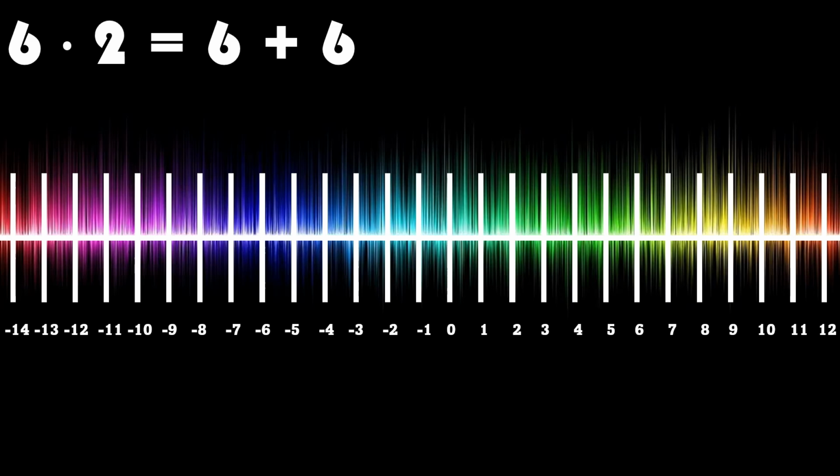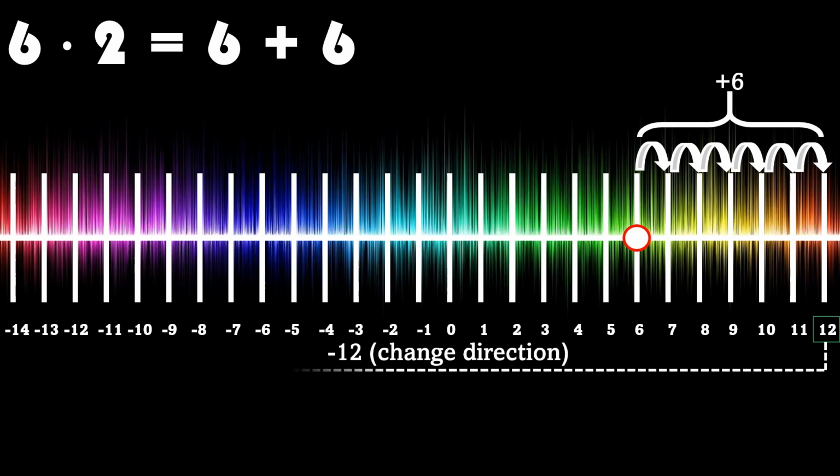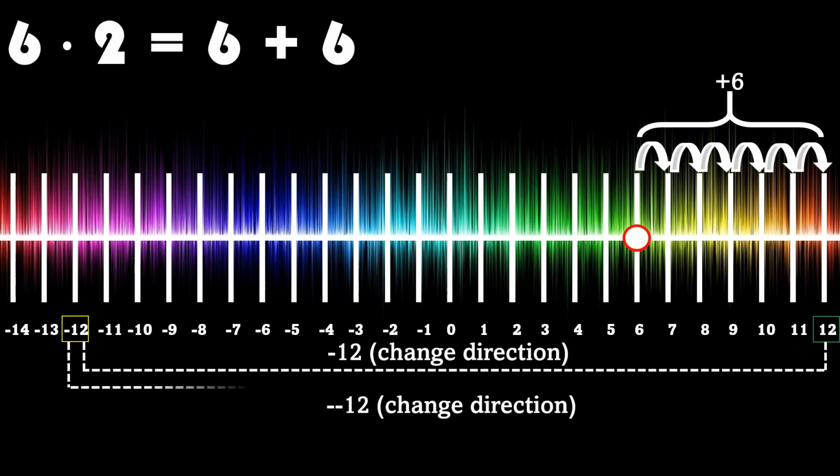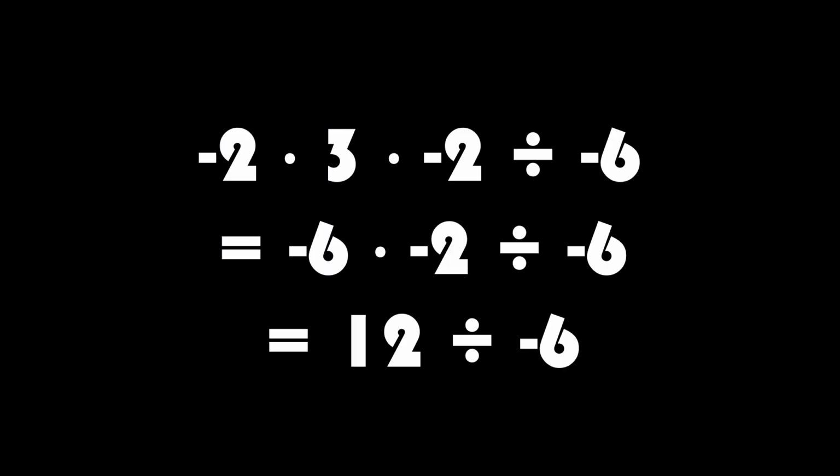Well, we can consider 6 times 2 first. This is the same thing as adding 6 units twice, and this takes us to 12. Adding back in the 2 minus signs, we change direction twice. That's the same thing as no change at all, meaning we get 12 as the result. And finally, we have 12 divided by negative 6.